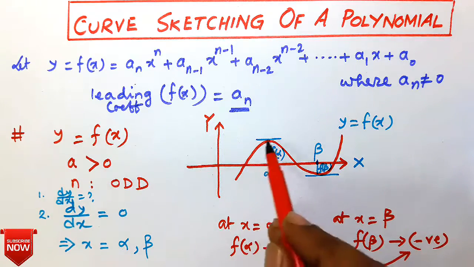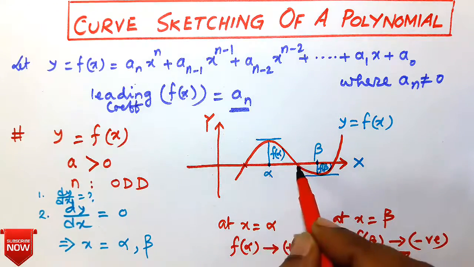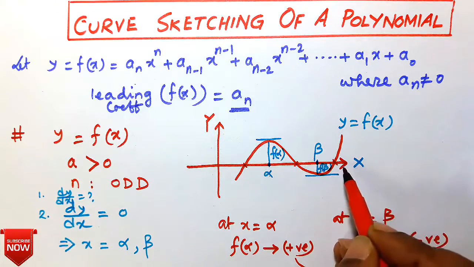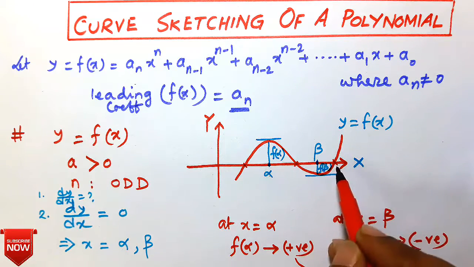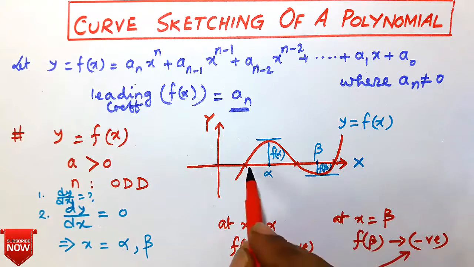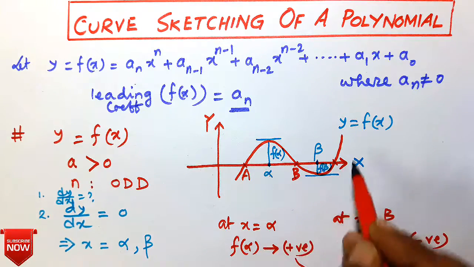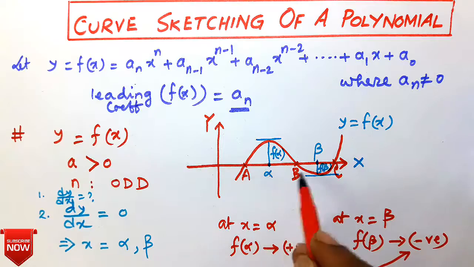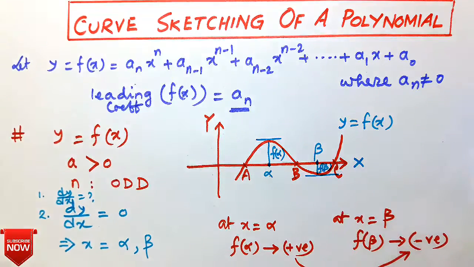For this, the curve will cut the x-axis at 3 points, so there are three real roots. And you are looking that these points are respectively this one, that one and that one. Here A, B, C are the three real roots. Now I shall show another graph.